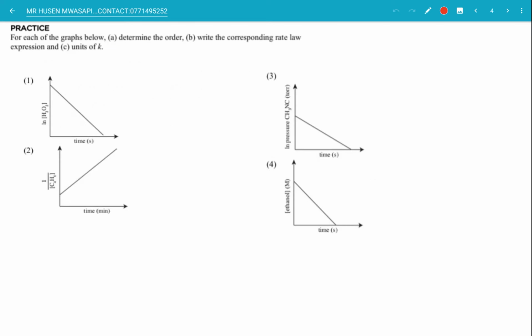Let's look at the examples. Now, for the practice questions, it says: for each of the graphs below, determine the order and write the corresponding rate law expression and the units of what? K. So we'll start with the first one. We have a graph that shows the concentration of hydrogen peroxide versus time. So this is ln of the concentration of the reactant, H2O2, versus time.